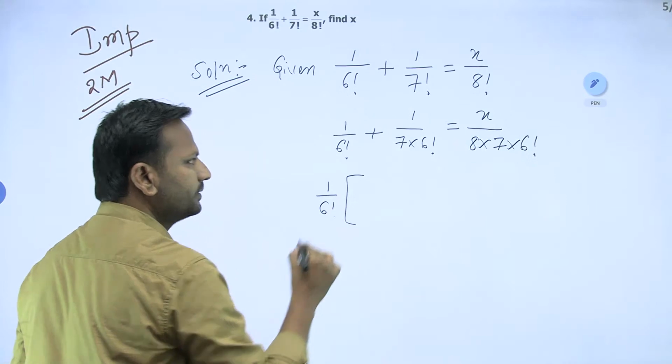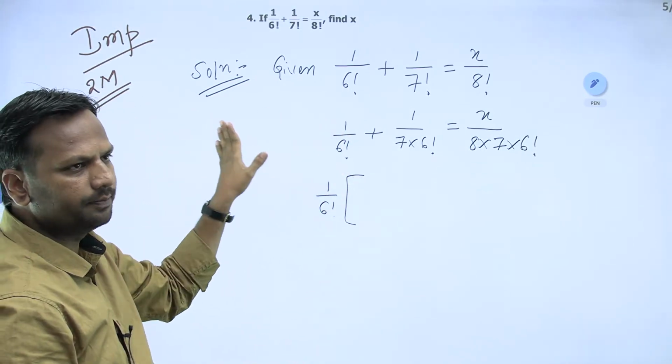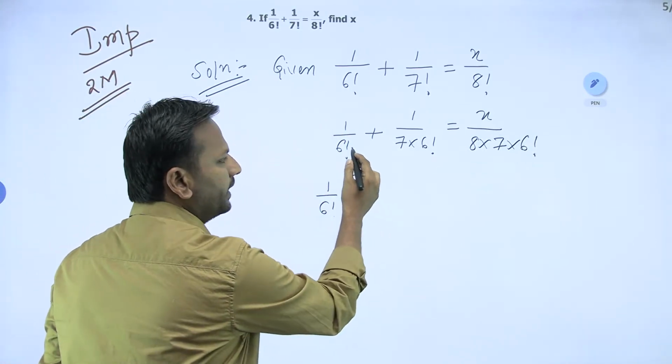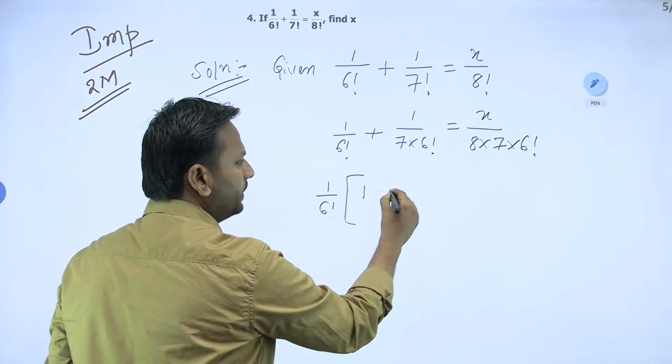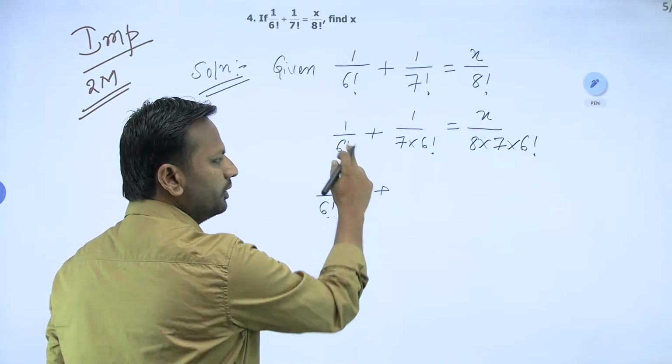In these two terms, I have the common term 1 by 6 factorial. Take the 1 by 6 factorial common outside here, right? I'll take the common term outside here. What am I getting in this place? 1 plus 1 by 7, into 1 by 6 factorial.